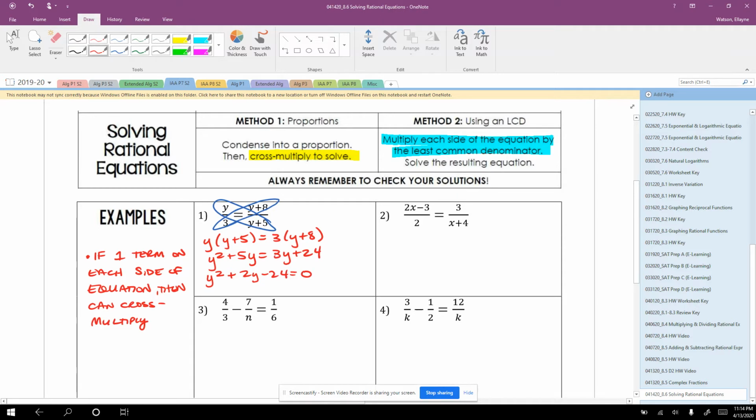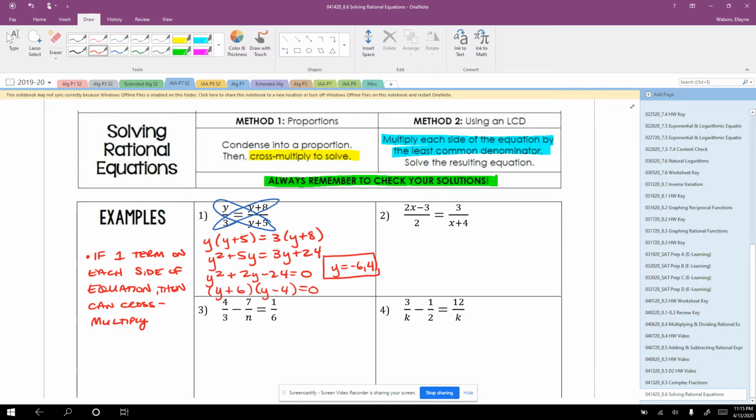And then we're going to have to use our factoring again. Thankfully, this is one that is easily factorable because a is equal to 1. So this is going to factor to y plus 6 times y minus 4 equals 0. So to solve those, you would set them both equal to 0, and you're going to get y is equal to negative 6, comma 4. Now, there is one important thing here, and that is check your solutions.